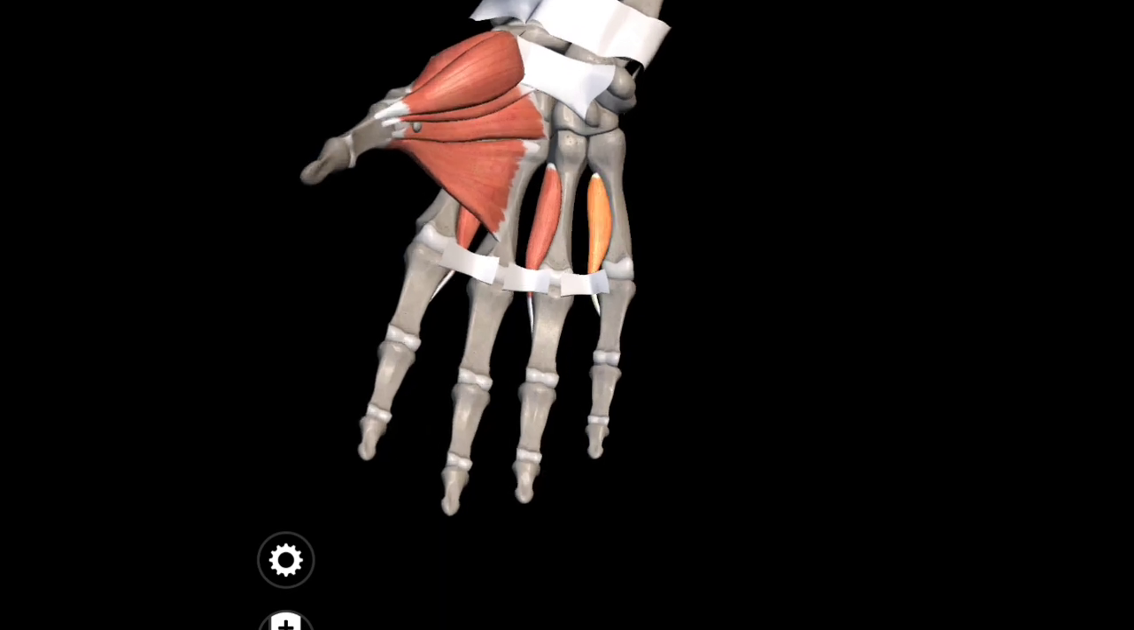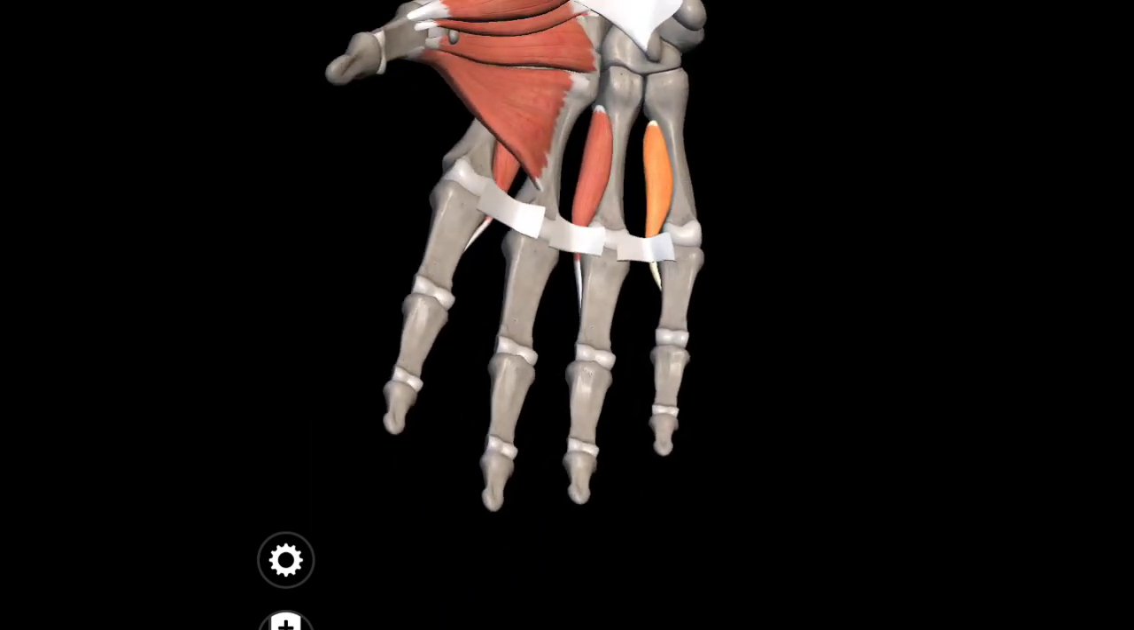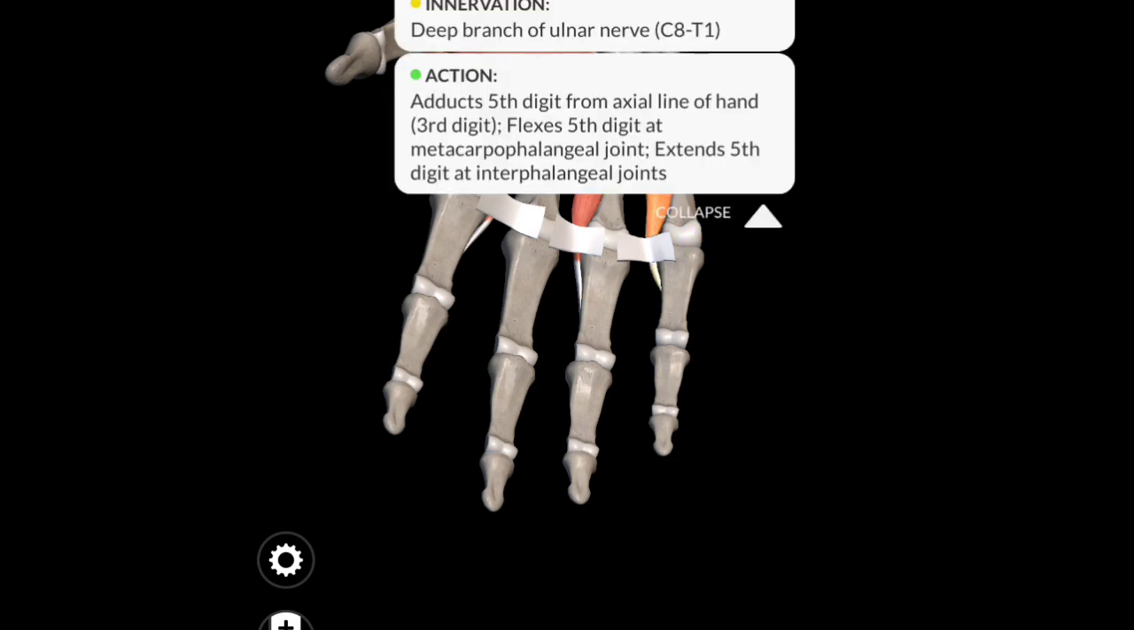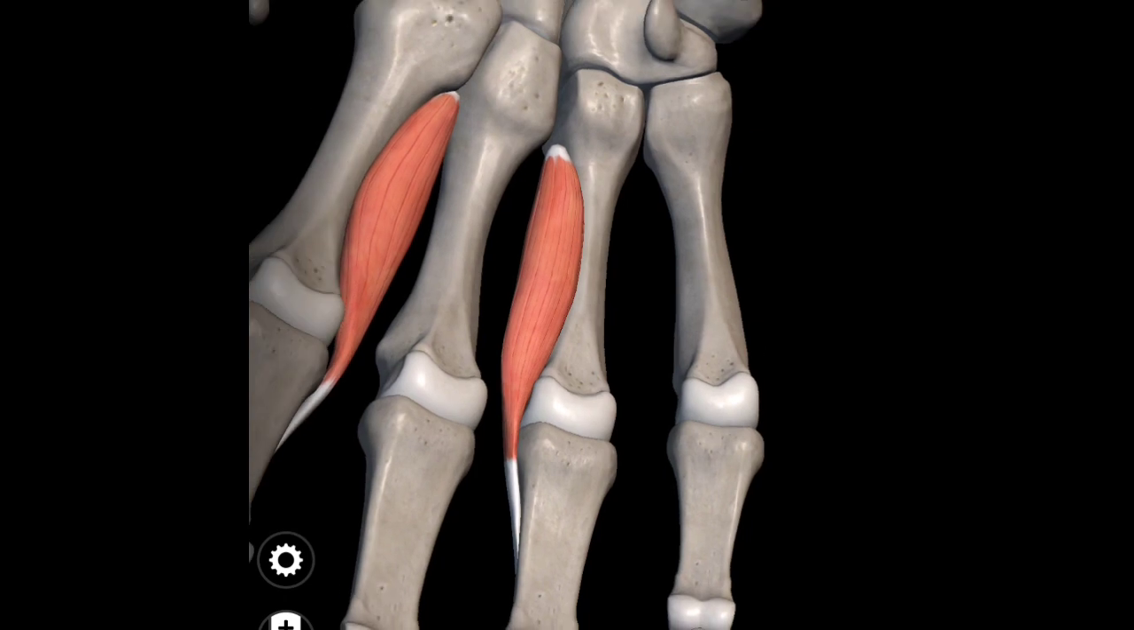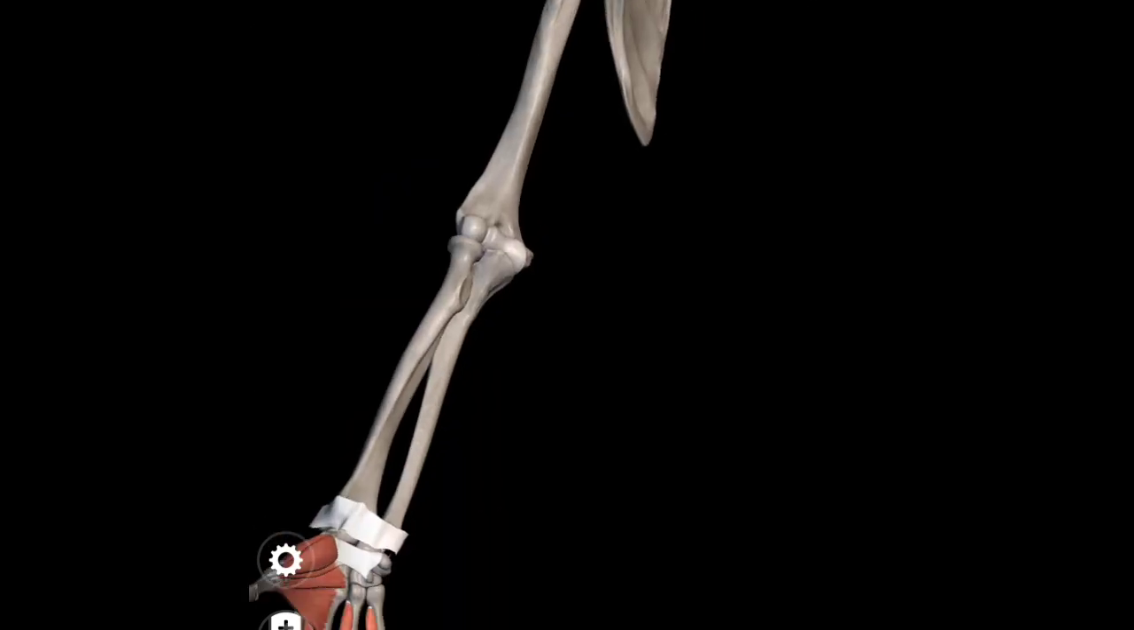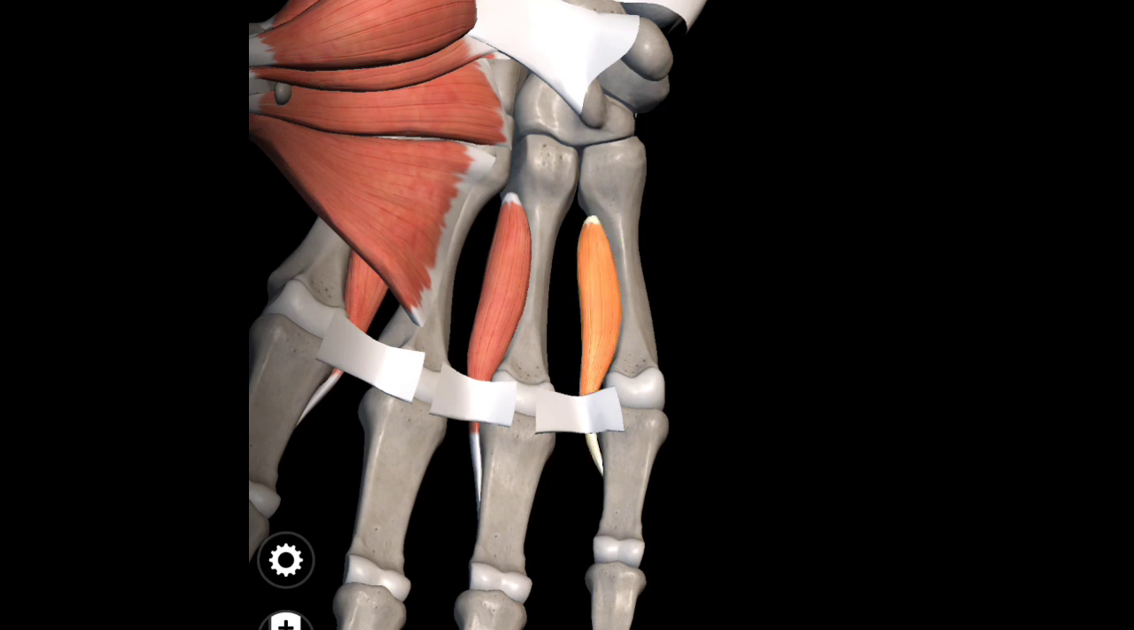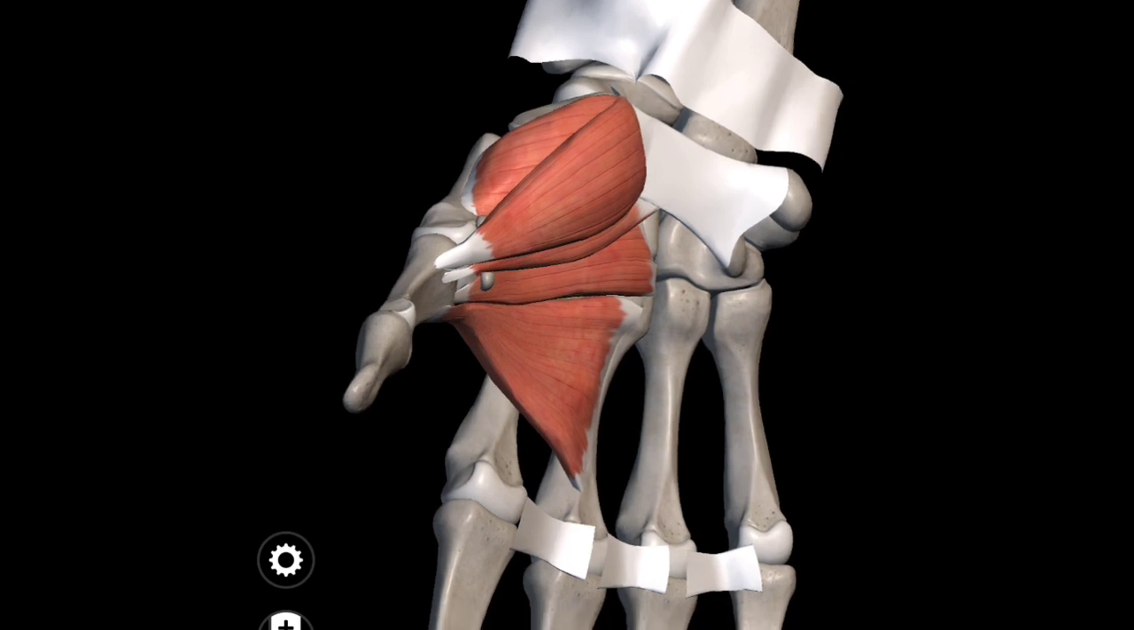Now come here and you can see this is the palmar interossei, third. This is the first, second, third. First unipennate. This is also unipennate. This is also unipennate. Okay, and this is supplied by the ulnar nerve. This is supplied by the ulnar nerve, and this is supplied by the ulnar nerve. So all three of them are supplied by the ulnar nerve.